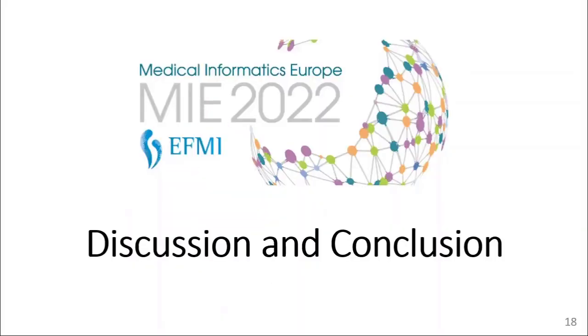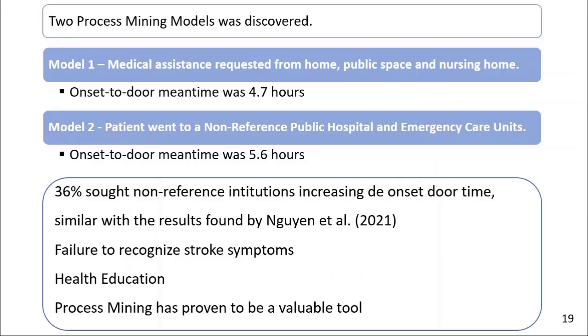Now, I will discuss and conclude this research. Process mining has allowed the discovery and analysis of 2 process models. In the first, the onset-to-door mean time was 4.7 hours, and in the second, it was 5.6 hours. Although primarily the onset-to-door time was maintained within the appropriate interval, it was identified that 36% of the population still sought non-reference institutions that increased the onset-to-door time, similar to the results found by Nguyen et al., 2021.